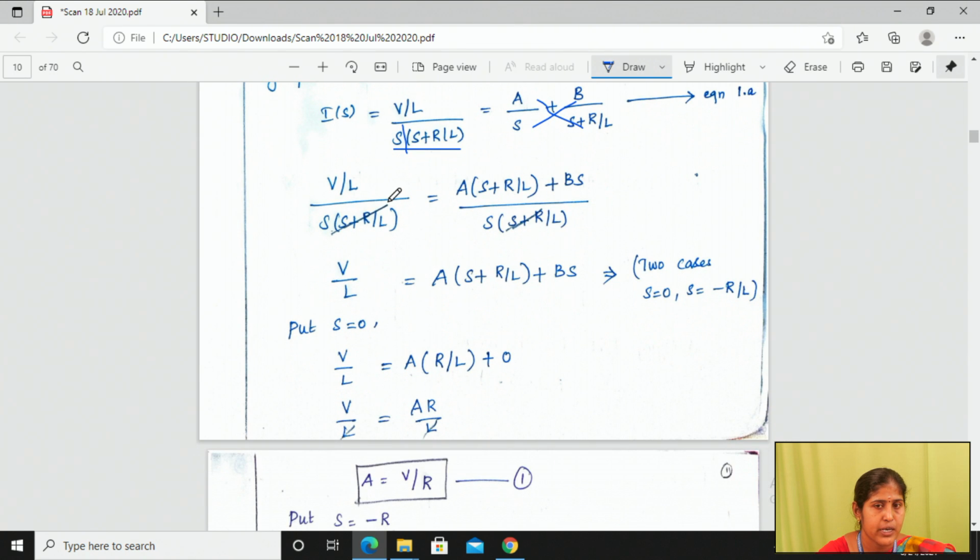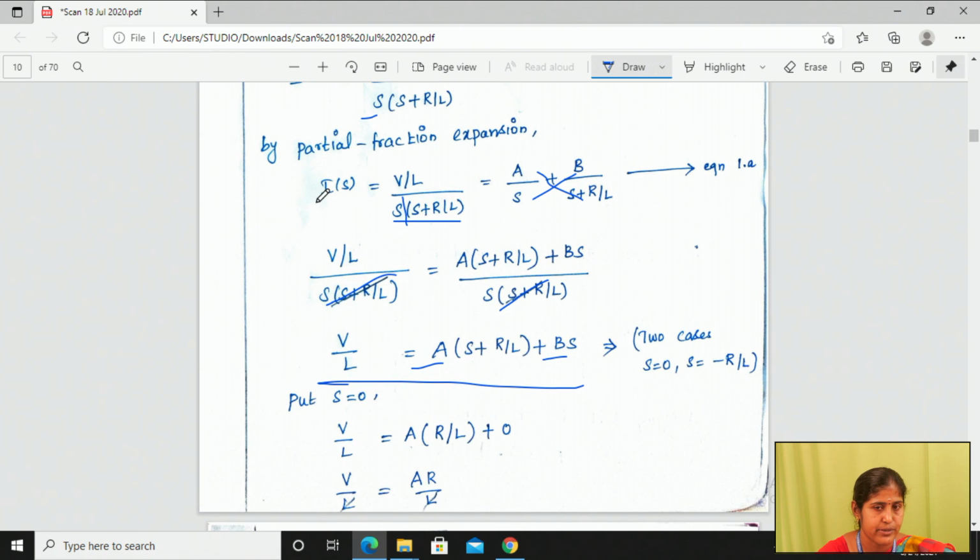Now you have to equalize both terms. On both sides the denominator is cancelled, so V by L is equal to A into s plus R by L plus B into s. Now we can get this expression. Through this we have to find the A value as well as the B value, and then only we can find the I of s function.